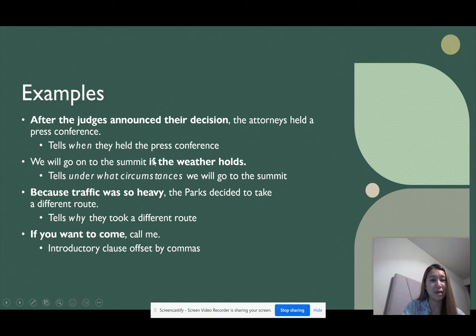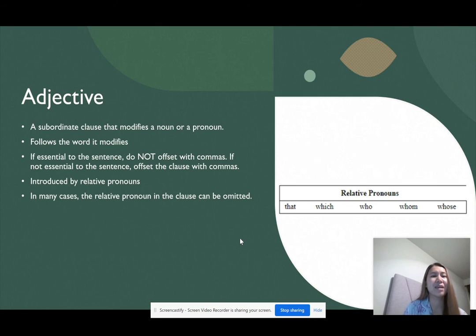I would like you to pause this slide so you could closely look at the other examples, because the video is getting too long.